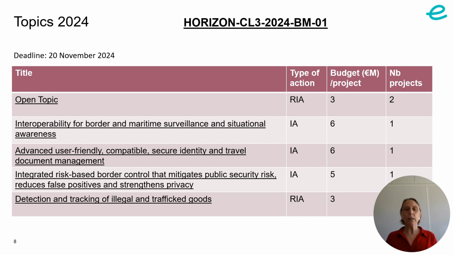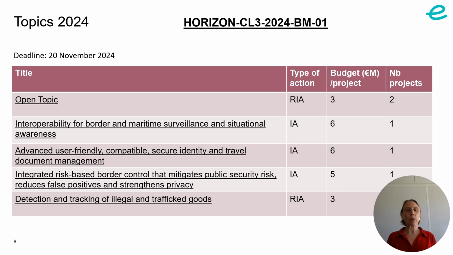Again, the first one is a research and innovation action, an open topic, which can be anything related to border management and should be new, something that has not been tackled before. If it's creative, disruptive, it's even better. The second topic is on interoperability for border and maritime surveillance and situational awareness. It's about command and control, data interpretation, that should be interoperable among different systems in use by authorities. And here you also need to have coast guards or control authorities in your consortium.